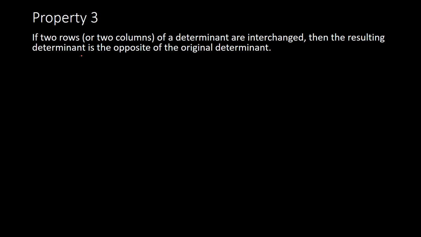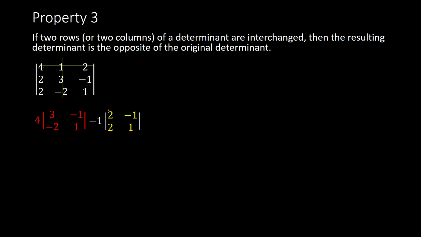The third property says if two rows or two columns of a determinant are interchanged, then the resulting determinant is the opposite of the original determinant. So for example, here we have this matrix, and if you were to find the determinant of this matrix using the first row, we can eliminate that row in the column containing the 4. We're left with 3, -1, -2, 1, multiply by the element 4. And then find the minor of the second element of the 1. So we're left with 2, -1, 2, 1, multiplied by the element 1.